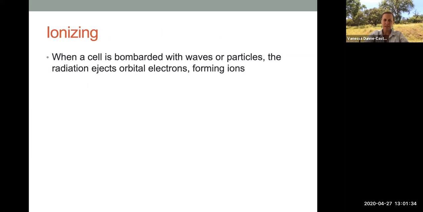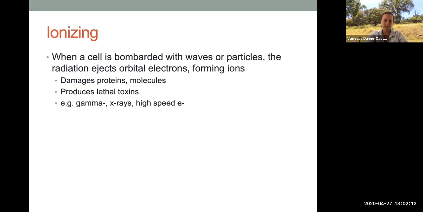So first, ionizing radiation, the concept again, when a cell is bombarded with waves or particles, the radiation ejects orbital electrons forming ions. I'll have a picture in just a second to show you what that looks like. This results in damaged molecules altogether. So proteins, DNA, macromolecules, components of the cell wall, et cetera, right? Any of those things that get hit by ionizing radiation will be damaged and form ions that can be very, very reactive.